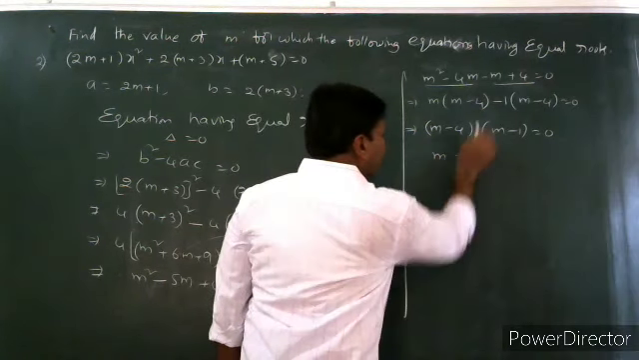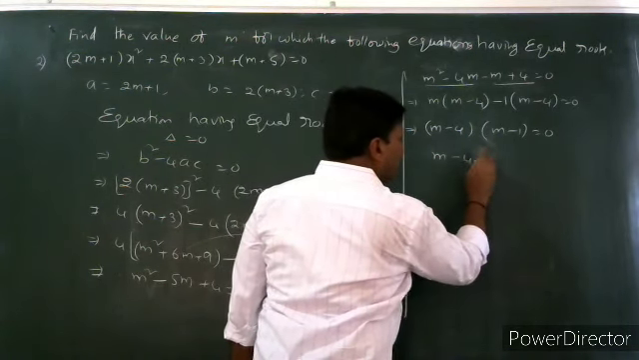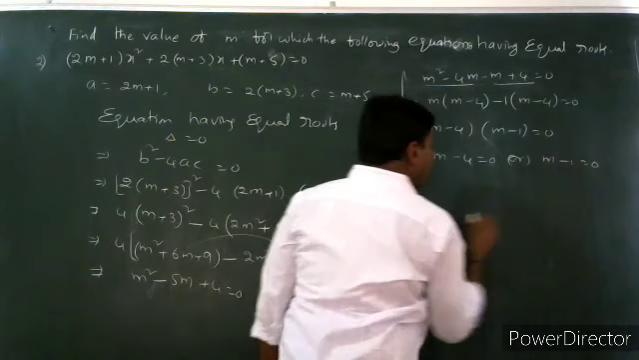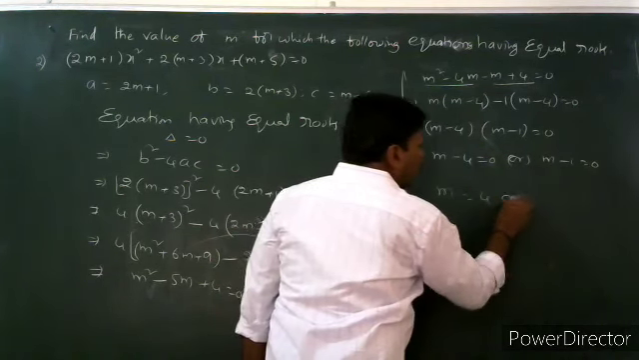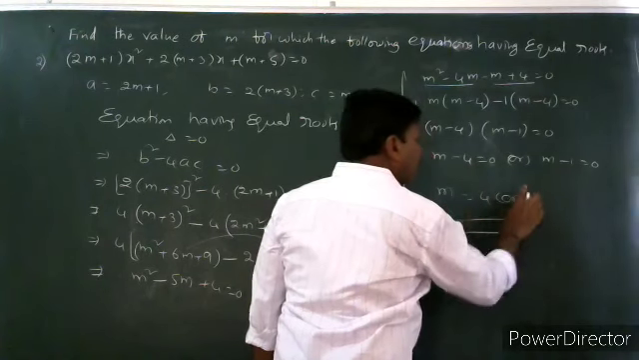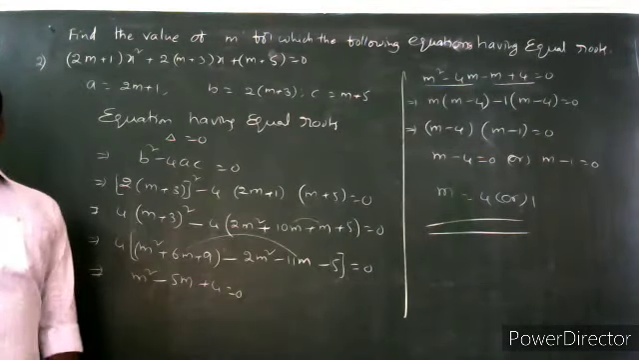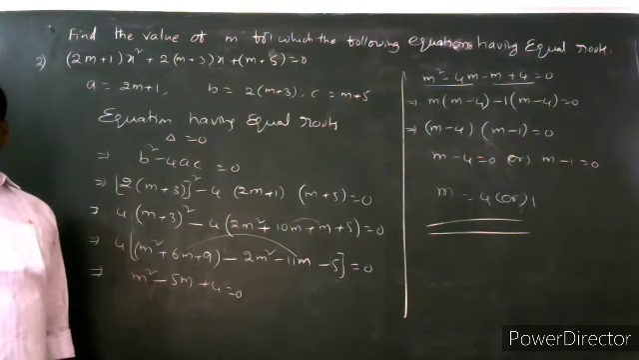That means m minus 4 is equal to 0 or m minus 1 is equal to 0. m is equal to 4 or 1. So, these are the answers.